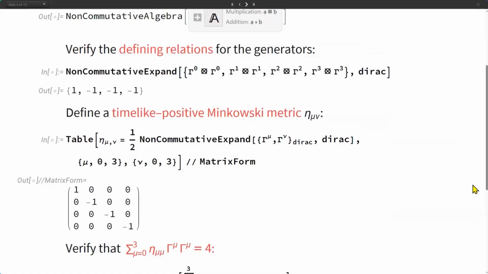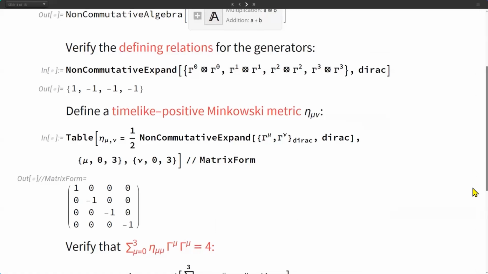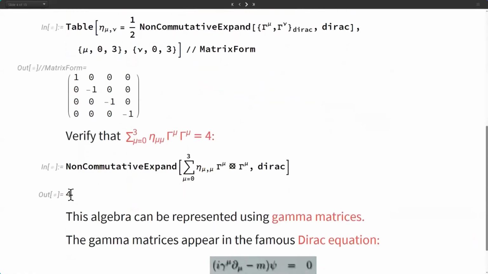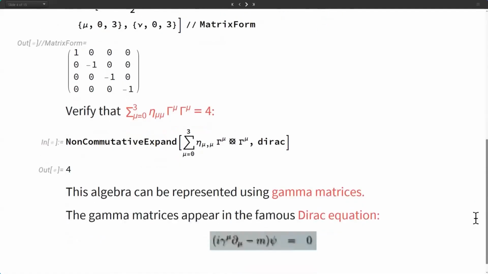And then you can verify several popular identities. Like here's an example of something that gives you a 4. And the question is, why did I call this Clifford algebra Dirac? Well, the answer is that this algebra, the Clifford algebra, can be represented using so-called Dirac gamma matrices. And in turn, these gamma matrices appear in the famous Dirac equation.